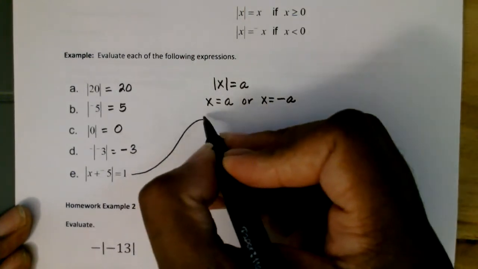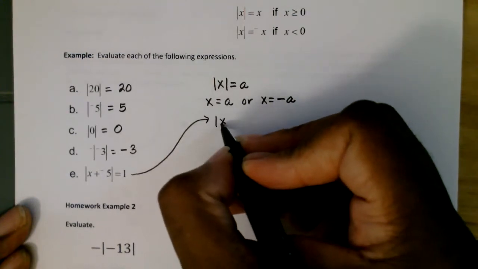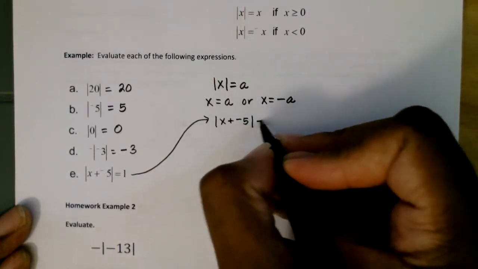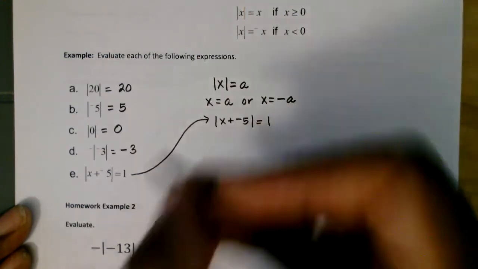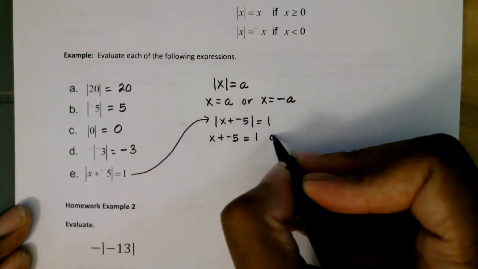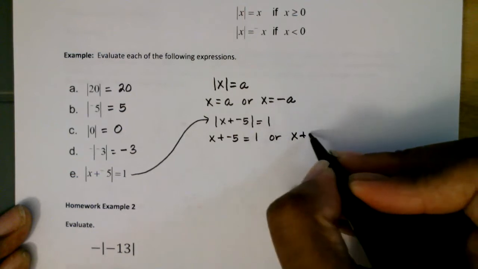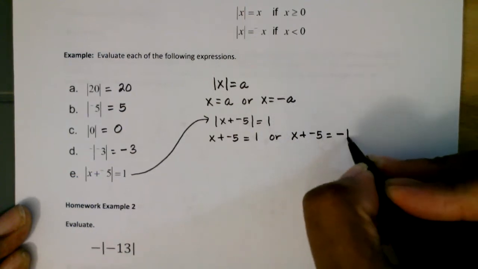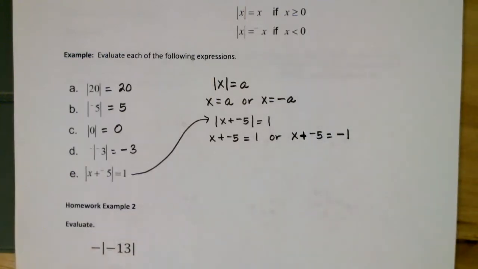So for this answer, for part E, the absolute value of x plus negative 5 is equal to 1. You have to write that as 2 separate equations. One would be x plus negative 5 is equal to positive 1, or x plus negative 5 is equal to negative 1. Okay. This goes back to algebra when you're solving absolute value equations. You have to write them as 2 separate equations. And it's going to be written like this. And each equation you will solve for x.